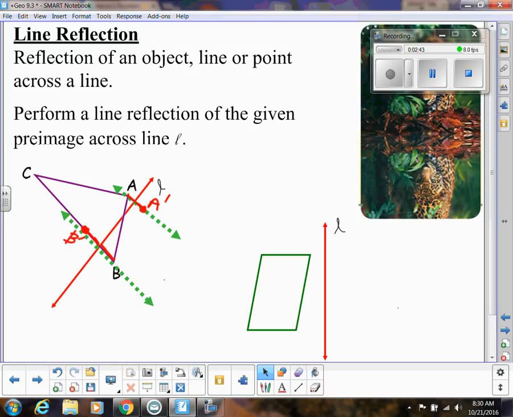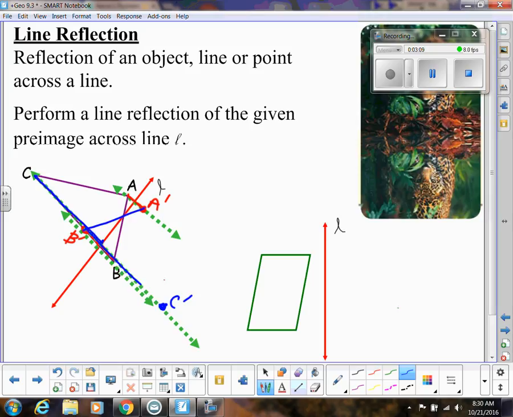And then if I do that again with C, I'm going to measure the distance from C to that line of reflection, and then that's going to be the same on the other side. So I would put C prime there. So if I connect all my prime points, that blue triangle would be the reflection over that line. Okay, hopefully yours looks very similar when you did yours. If you need to pause the video to do that, then please do so.